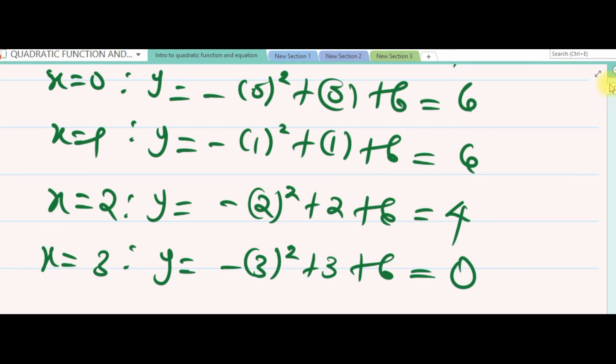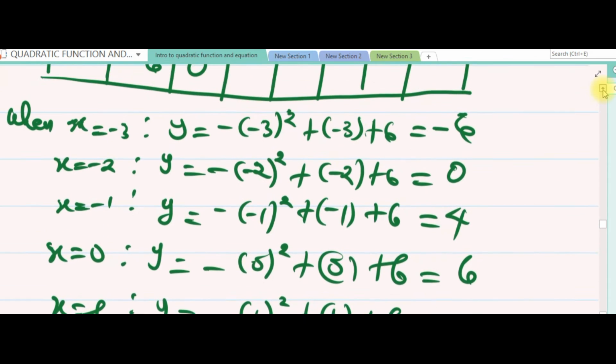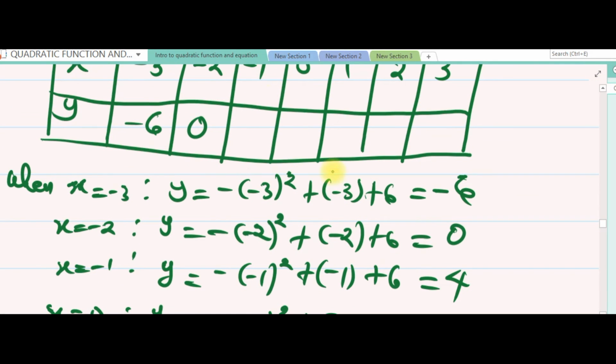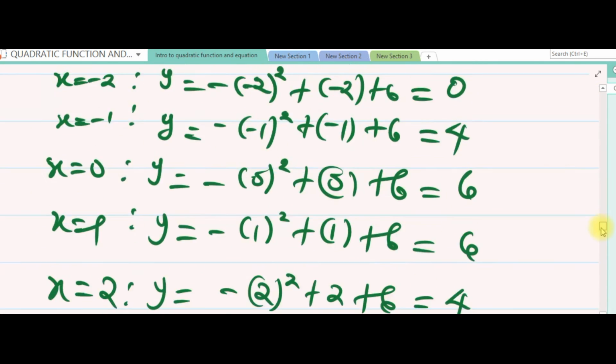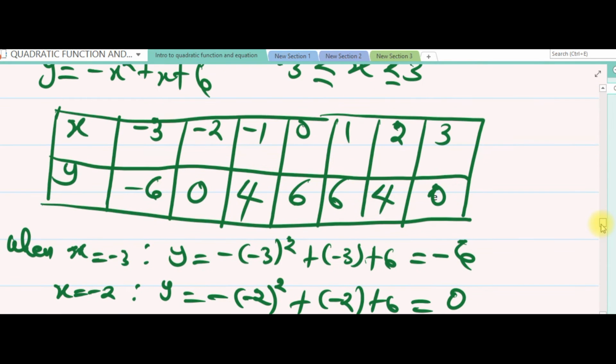Okay. Let's fill up the table. The y values are 0, 4, 6, 6, 4, 0. Yes, check. So this is our table now.